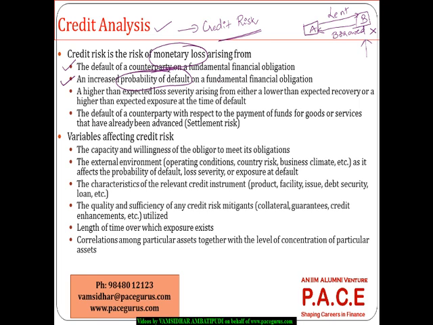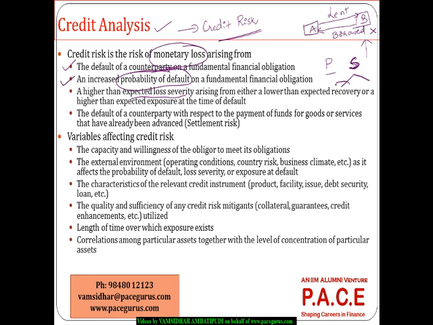And a higher than expected loss severity. So when we talk about credit risk, we talk about two elements: the probability of loss occurrence, as well as the severity resulting once the loss has occurred. This severity could be based on two aspects.